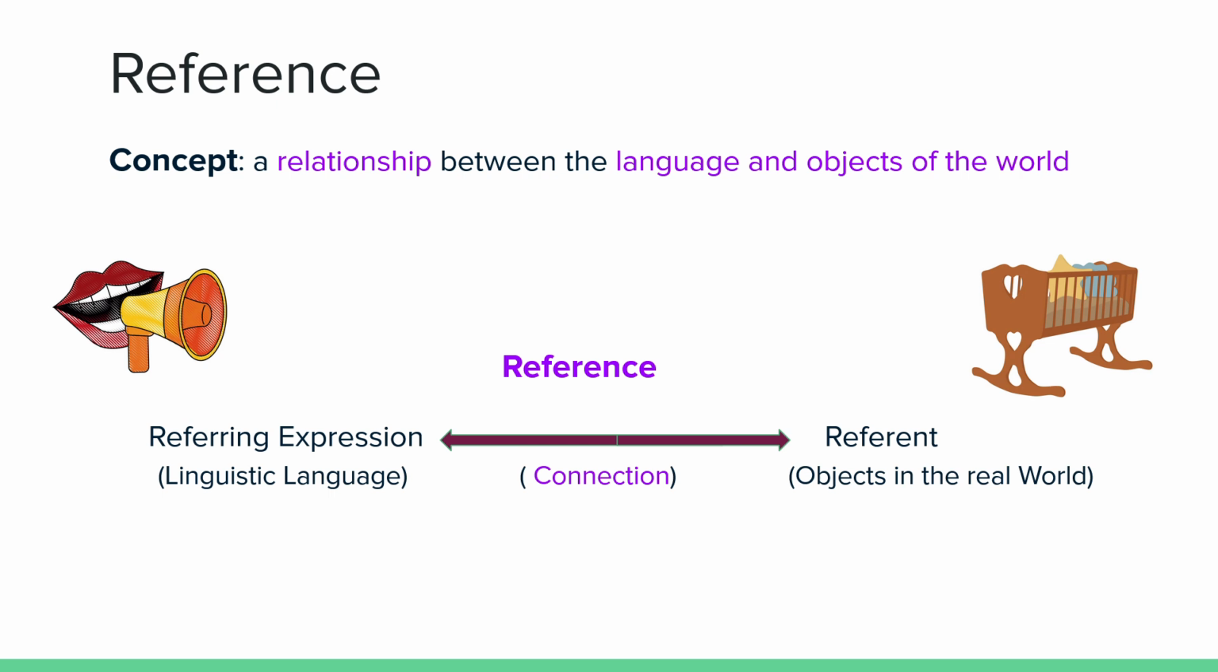In this illustration, reference plays the role of a relationship, or rather a connection, between the speech of the linguistic language, which is called the referring expression, (we'll get back to this term later) and objects in the real world, which are called referents. We will also get back to this term later. So reference is connecting the referring speech to real world objects.